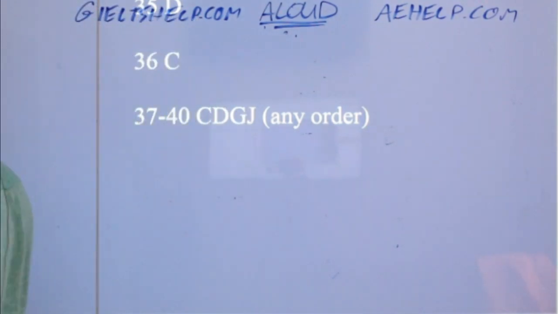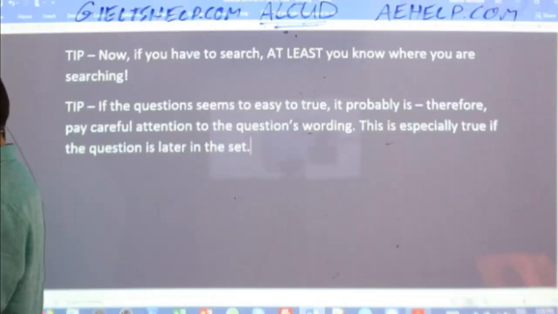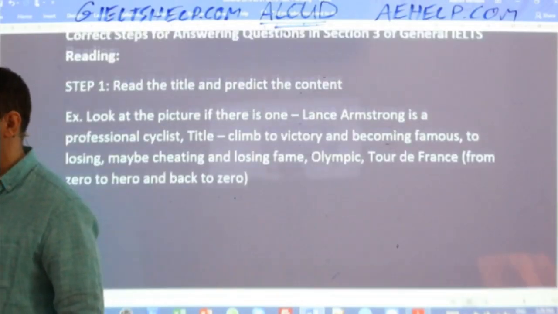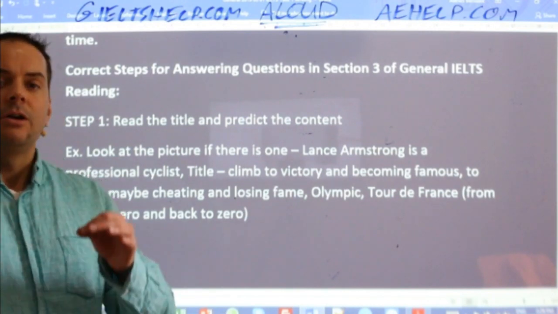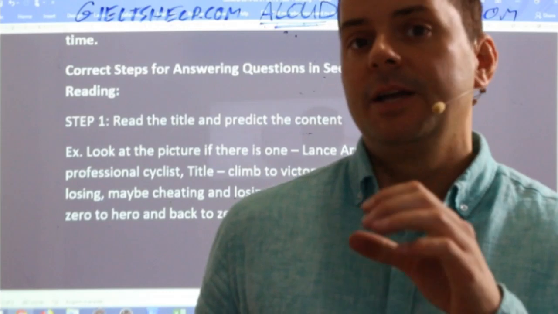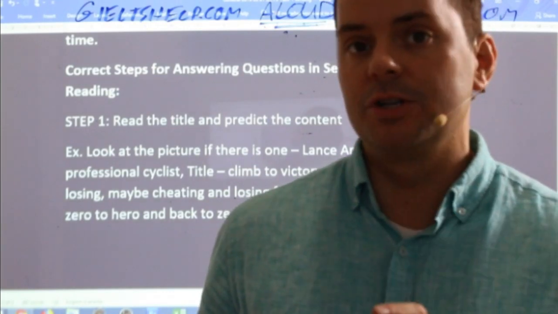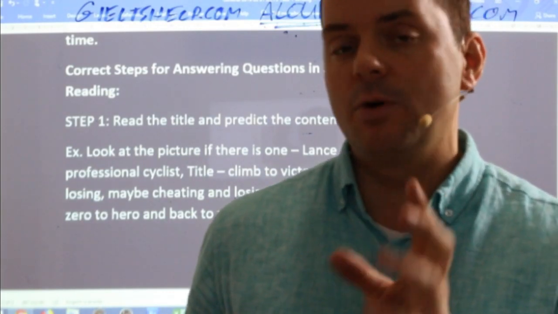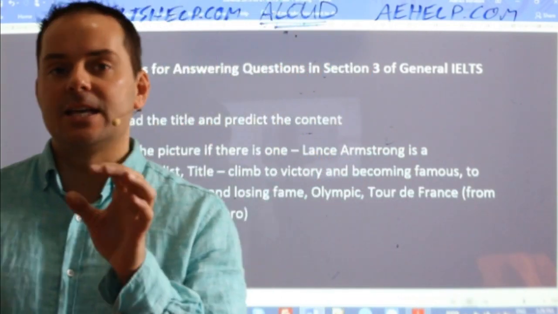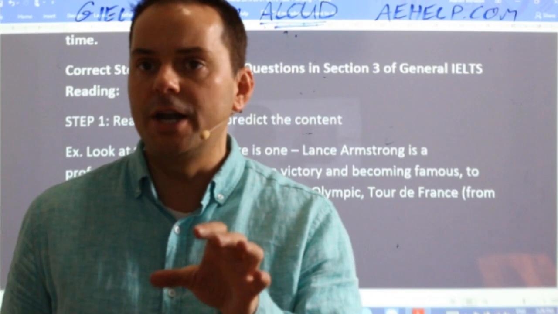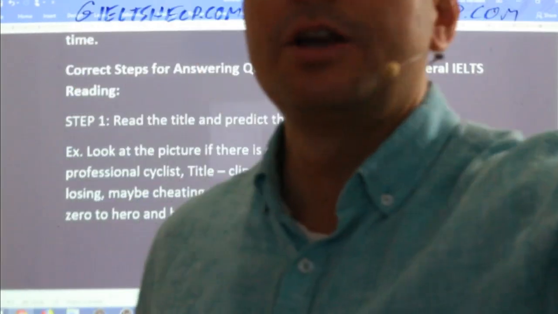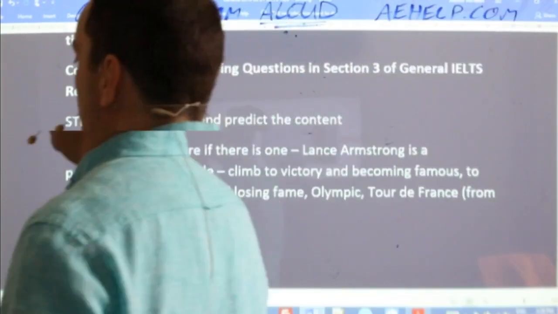All right, students. So now let's just quickly recap what we've said in this class, all right? For general IELTS, section 3 reading, it's a page and 3/4. It has 2 or 3 different question types. Skimming and scanning is not an effective strategy, okay? It's not an effective strategy. What do you need to do?